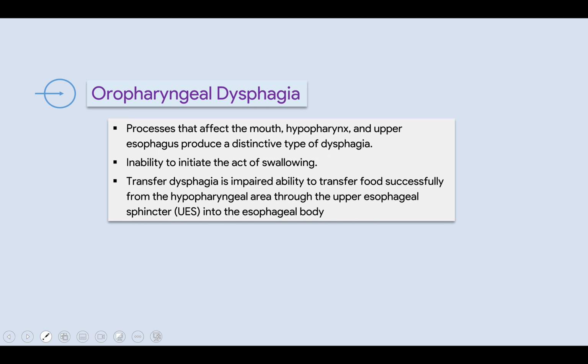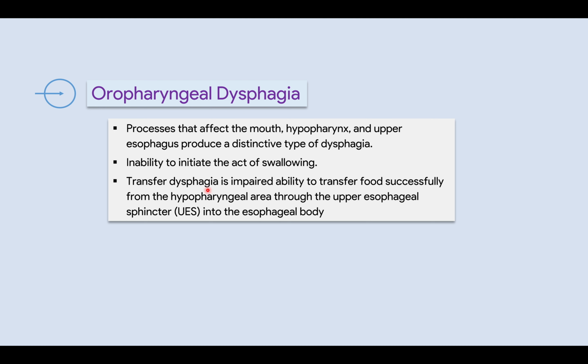Now we will go into detail on oropharyngeal dysphagia, which is the first type. This is a process that affects the mouth, hypopharynx, and upper esophagus, producing a distinct type of dysphagia. It is the inability to initiate the act of swallowing. As I mentioned, in swallowing there are three basic phases. The first is the oral phase, which is a preparatory phase. When that phase is affected, the patient cannot initiate the act of swallowing. That means the patient is not able to form a bolus and start swallowing from the oral phase to the pharynx. That is also called transfer dysphagia.